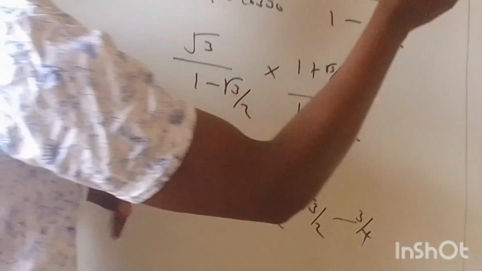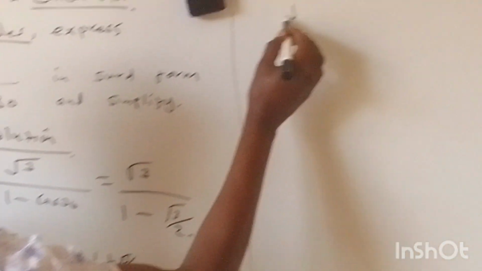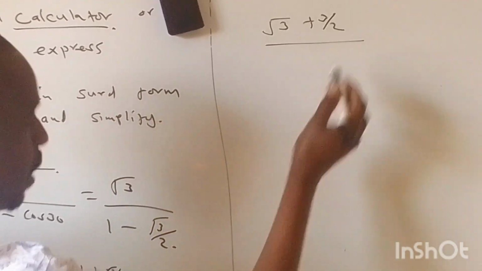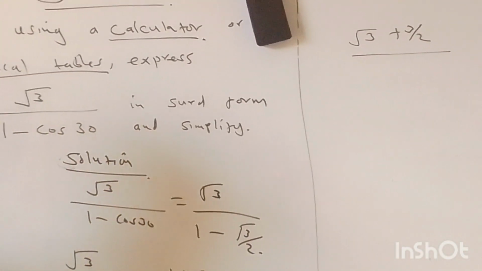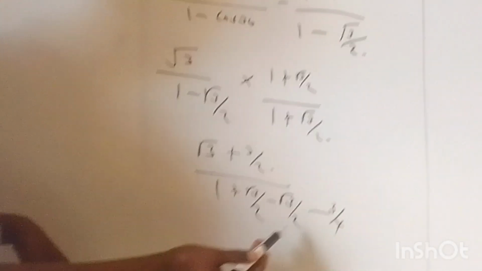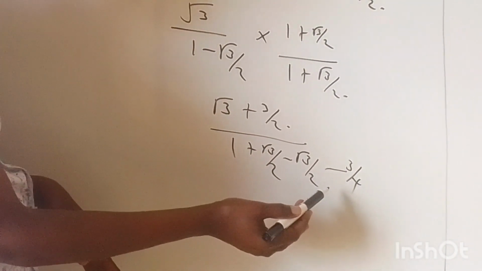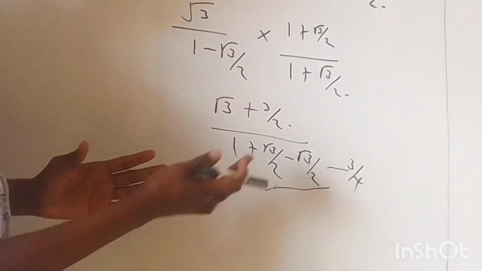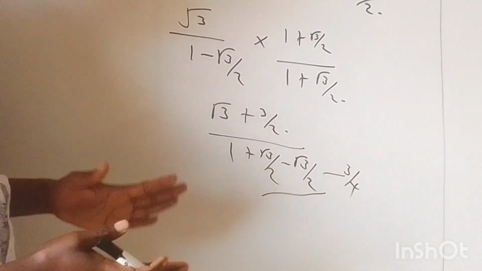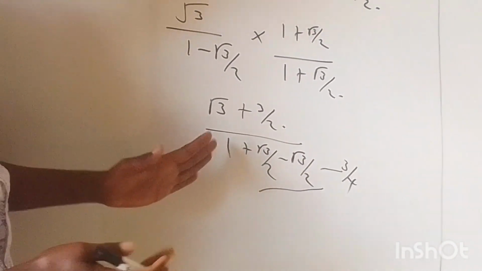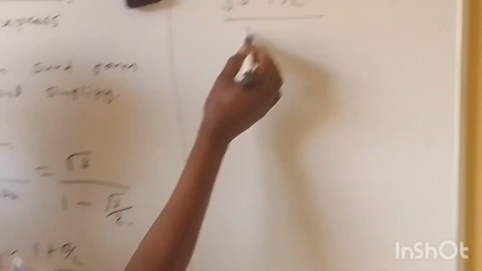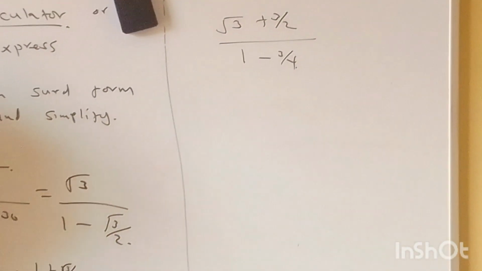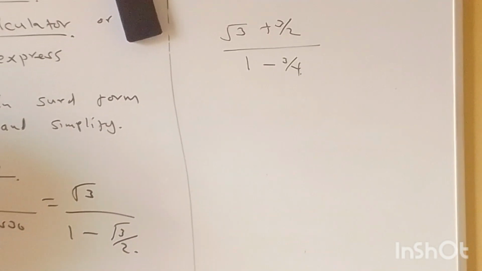So we have root of 3 plus 3 over 2, all over, and when we come down here, you see when you multiply by the conjugate, any value under the root will disappear. So root 3 over 2 minus root 3 over 2, we get 0. So we are remaining with the 1 minus 3 quarters. Yes, it looks so beautiful, you guys.